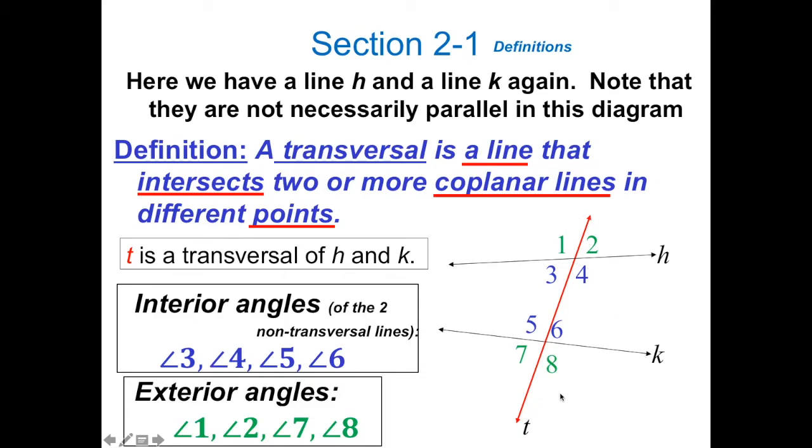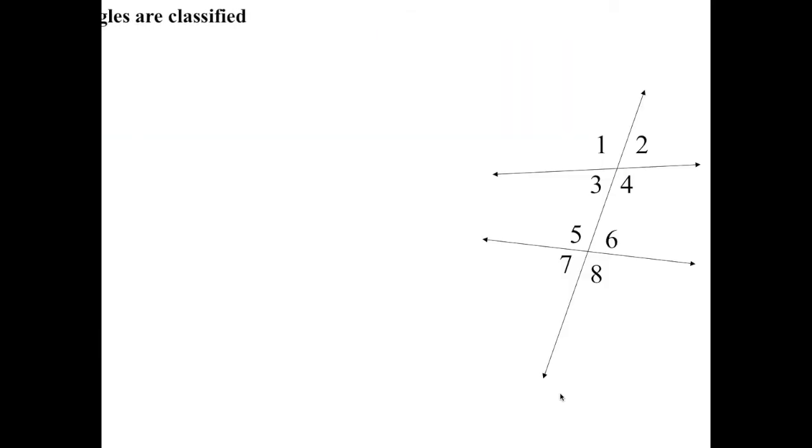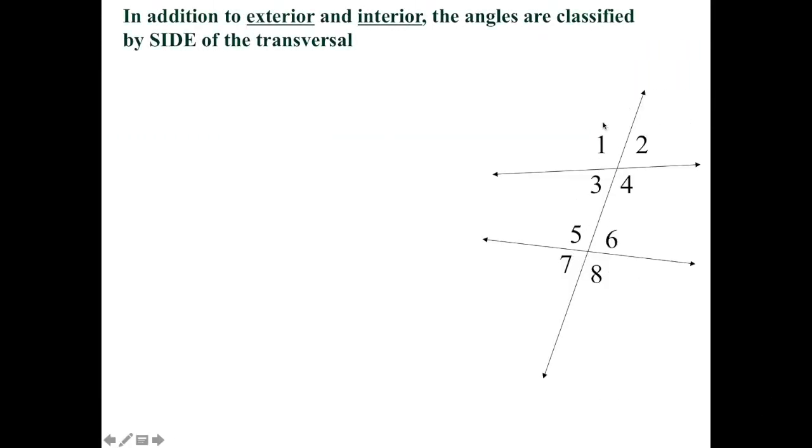Okay, we're going to look at it another way. So maybe draw this diagram yet again. I'm drawing it a little differently this time, right? So in addition to exterior and interior, angles are classified by the side of the transversal.